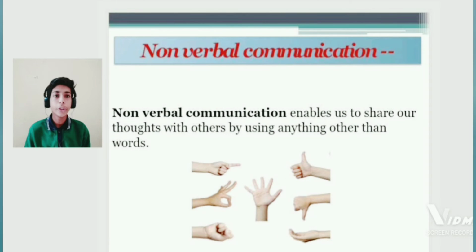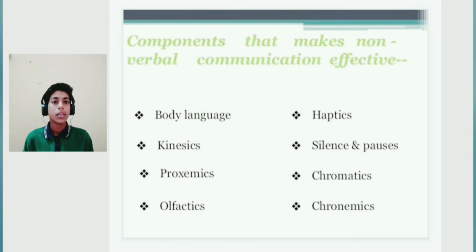The second type of communication is non-verbal communication. Non-verbal communication enables us to share our thoughts with others by using anything other than words. As you can see in this picture, the components that make non-verbal communication effective are body language, kinesics, proxemics, olfactics, haptics, silence and pause, chromatics, and chronemics.